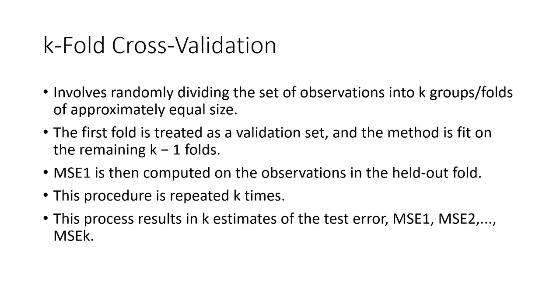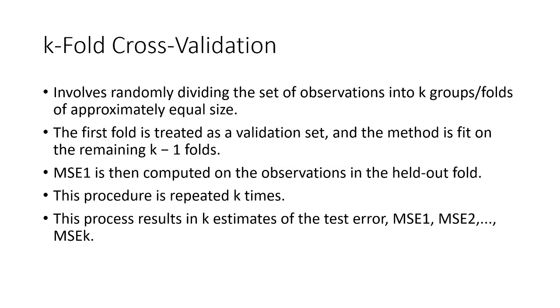Okay, now we go to the third one, which is the k-fold cross-validation. The k-fold cross-validation involves randomly dividing the data into k groups, or k folds, of approximately equal size. So let's say you have n equal to 100. If you divide into 5 groups, each group is going to have n equal to 20 observations.